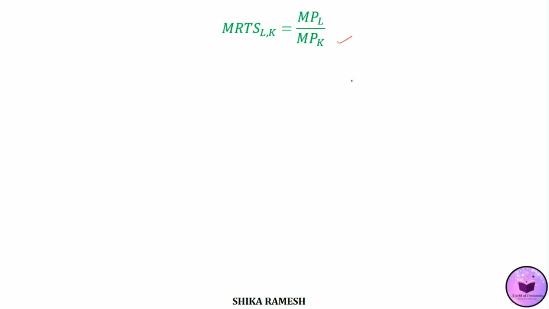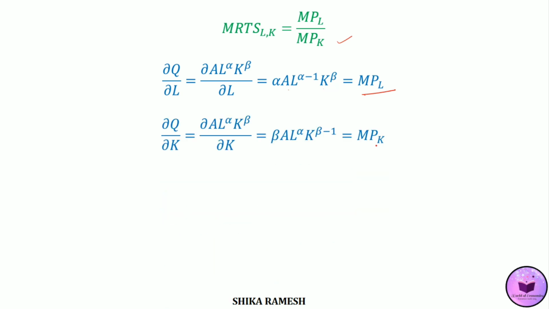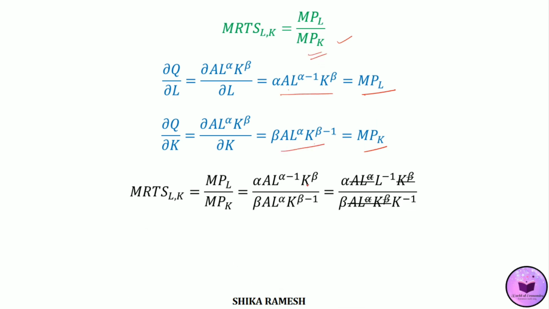So, differentiating the Cobb-Douglas production function with respect to labor and capital, we get marginal product of labor, that is alpha A L raised to alpha minus 1 K raised to beta, and the marginal product of capital, which is beta A L^α K raised to beta minus 1. Substituting these terms onto the equation, we get alpha A L raised to alpha minus 1 K raised to beta divided by beta A L^α K raised to beta minus 1.